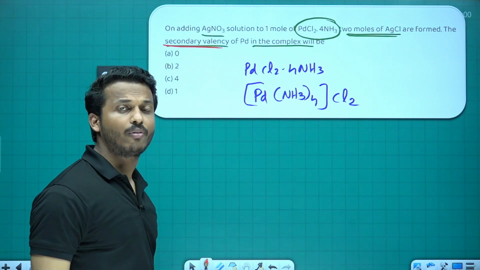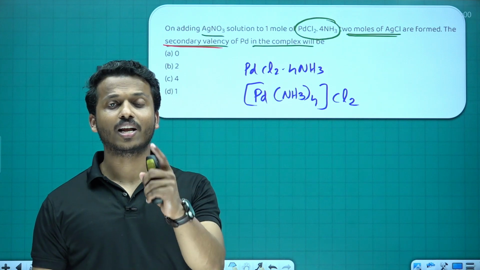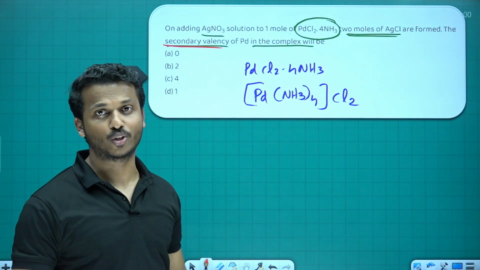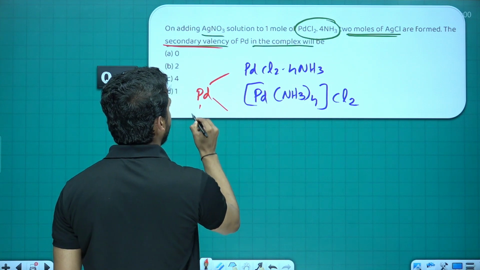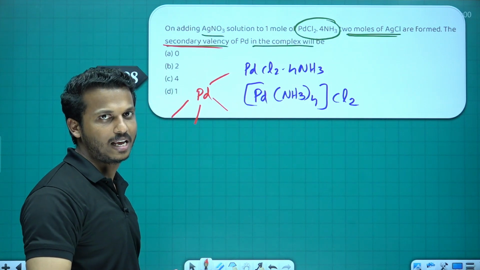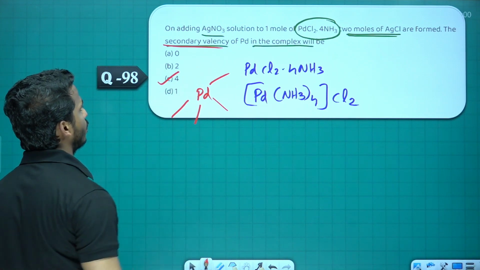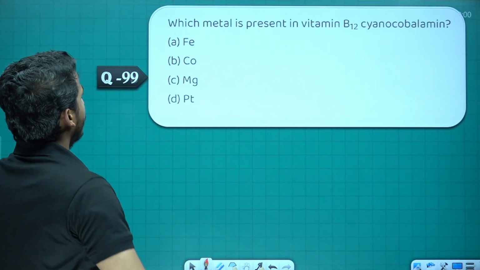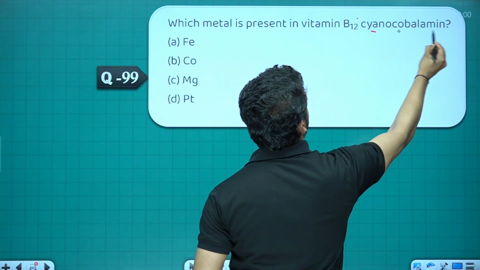Now the question: what is the secondary valency? What do you mean by secondary valency? You know, primary valency gives the oxidation state. Secondary valency gives the coordination number. So they are asking for the coordination number. Here, palladium is connected to 4 amines. Amine is a monodentate ligand, right? So 1 amine provides 1 sigma bond. So the total number of sigma bonds here is 4. Now, which metal is present in vitamin B12, cyanocobalamin?